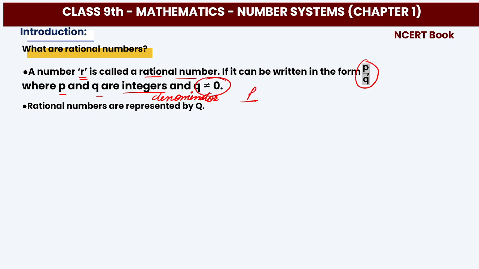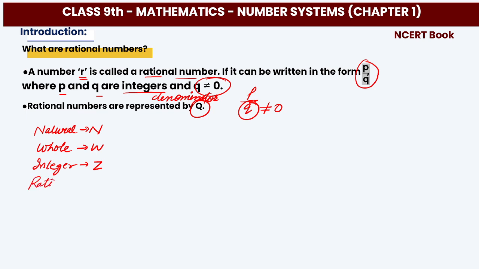We have here p by q, but this q can't be equal to zero. So here the rational numbers are represented by, हमने कहा नेचुरल नंबर जो होते हैं they are represented by N, whole number it is represented by W, complete set of integers they are represented by Z, and what about rational numbers? Rational numbers we represent by capital letter Q, right?